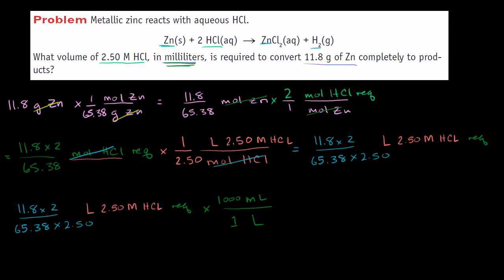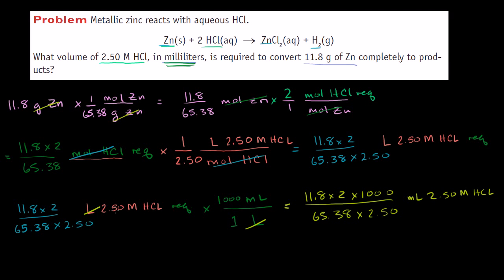So we're converting it to milliliters. So for our final solution, we have the liters canceling out the liters. And so we're left with, in the numerator, 11.8 times 2 times 1,000 over, that's the 1,000 right there, 65.38 times 2.50. And we're left with milliliters of 2.50 molar hydrochloric acid.